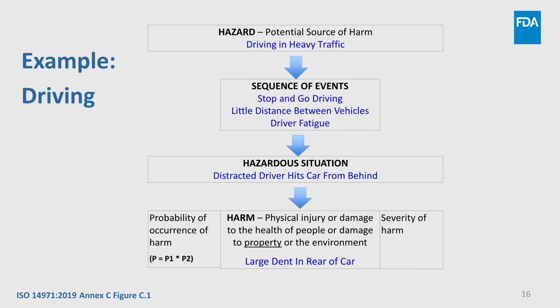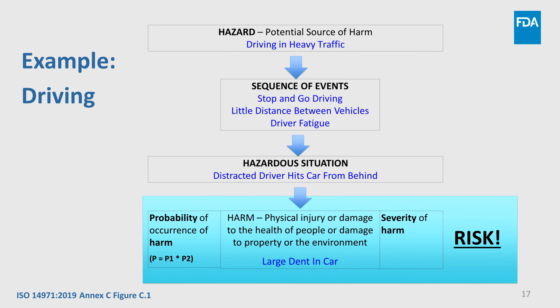And when I had to make a quick stop because of the vehicle in front of me, the hazardous situation, they then hit the rear of my car, resulting in a dent. The combination of that probability of occurrence and severity of harm becomes the risk for me driving. Now think about your medical device or devices and think of similar scenarios, going from hazard to hazardous situation to calculating the probability of occurrence and severity of harm to help determine risk.